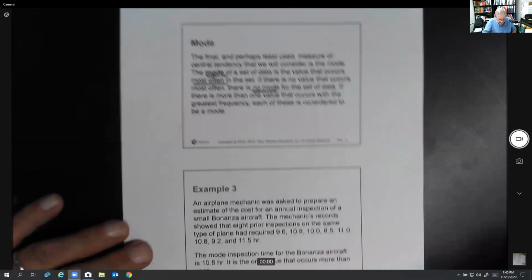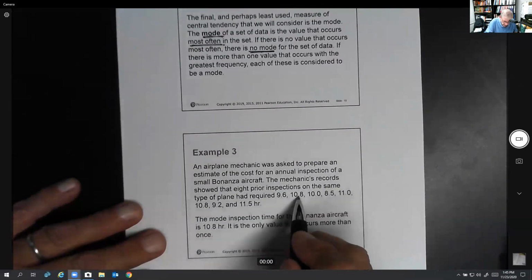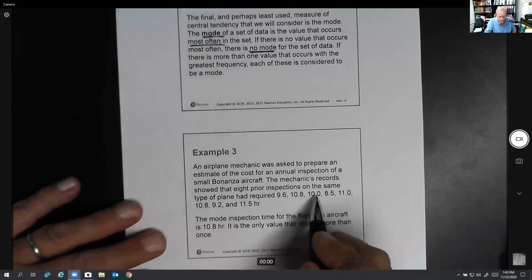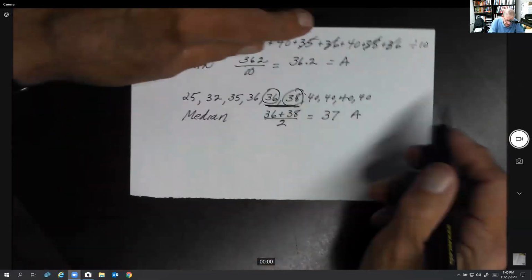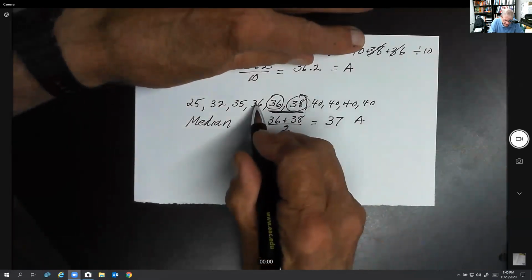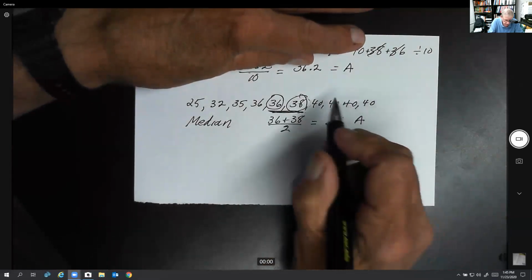So let's look at these. Here's one where they had a bunch of numbers and they looked through it, and this 10.8 comes up twice. The rest of them only come up once. So 10.8 is the mode. It happened the most. Looking at your numbers, it's pretty clear to see 36 happened twice, but that's not the mode. The mode is the one that happened the most.